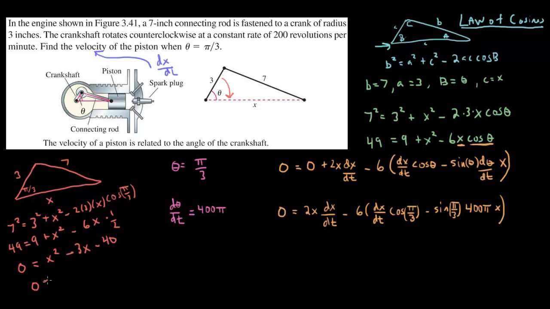Now, we could say that 0 equals, how does this factor? I bet this factors pretty easily. It's a trinomial, the leading coefficient's 1. So we're looking for factors of negative 40 that add to be negative 3. What about negative 8 and 5? x minus 8, x plus 5.